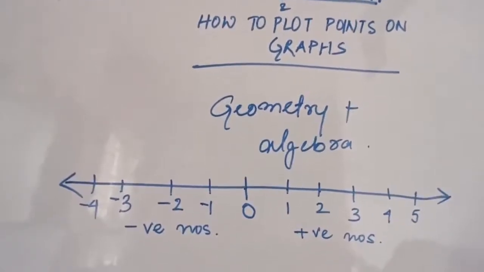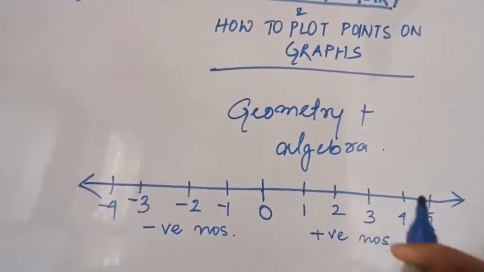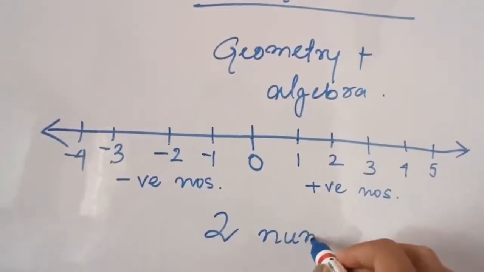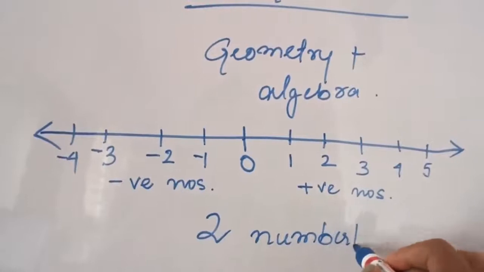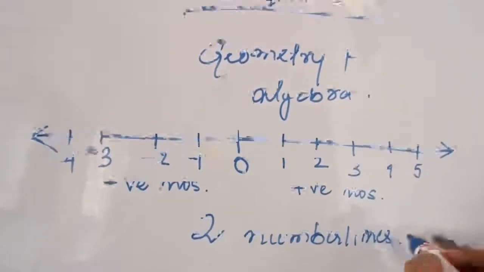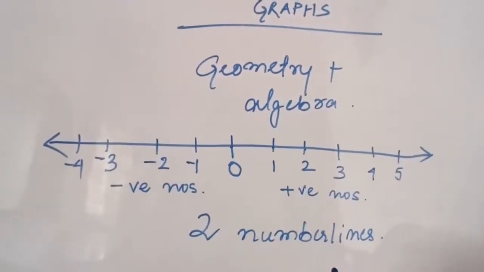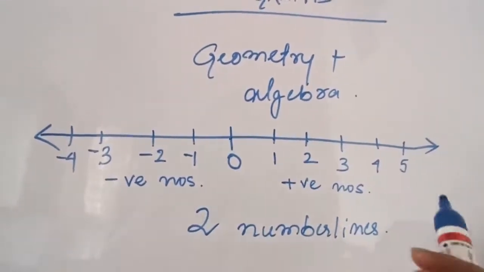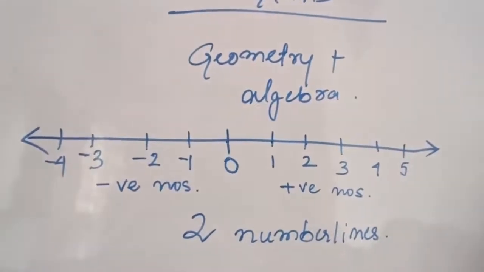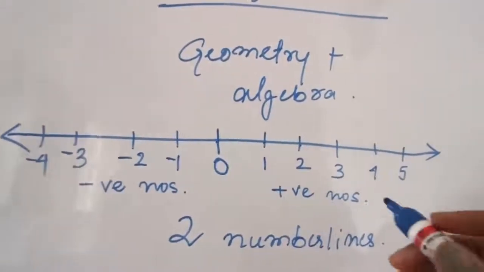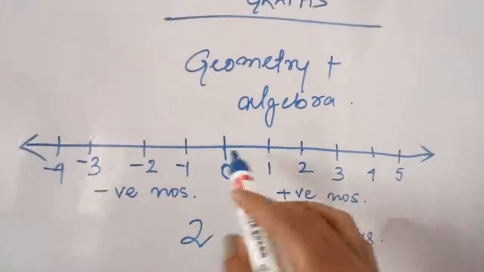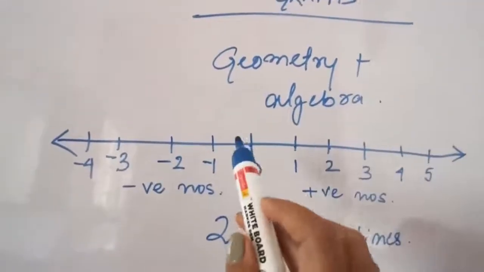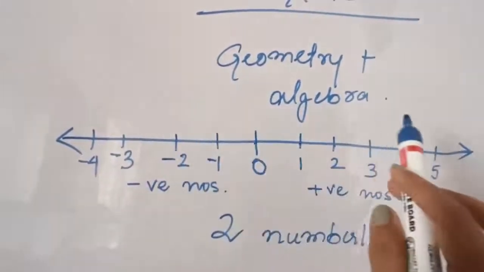Axis here means the number lines. Only two number lines we will be using to generate one position of a point. To denote one position of a point we will be using two number lines. And what are these number lines? See, both the number lines are the same only. Number line means number line only. The characteristics will be the same.